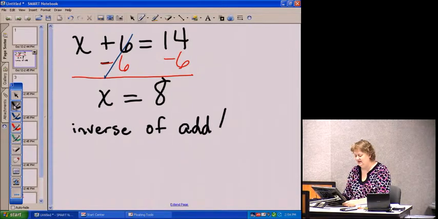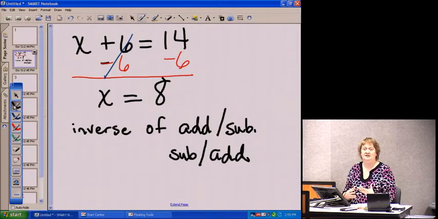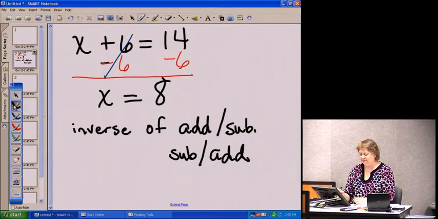of addition is subtraction, and the inverse of subtraction is addition. So addition and subtraction are inverse operations of each other. Think about it in real life. The opposite of adding something to your pot is to take it away. The opposite of taking away something is to give it back. So addition and subtraction are inverse operations.